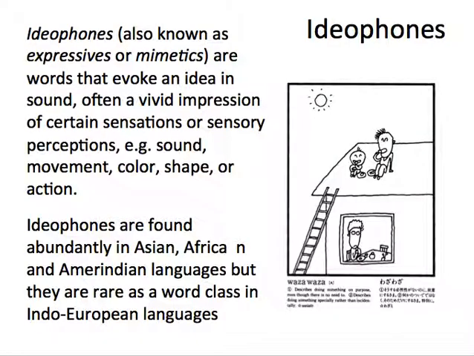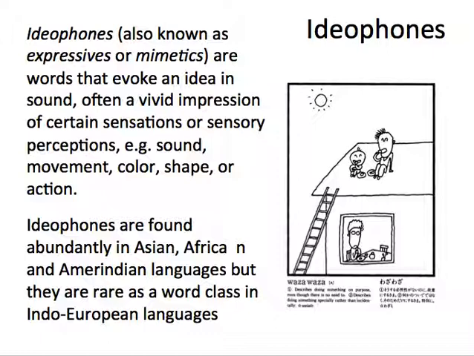So I talked before about the notion of an ideophone, and this is a term we can use to describe all these signs that have a close relationship between the signifier and the signified. Ideophones, also called expressives or mimetics, are words that evoke an idea in sound, often a vivid impression of certain sensations or sensory perceptions, for example, sound, movement, color, shape, or action.